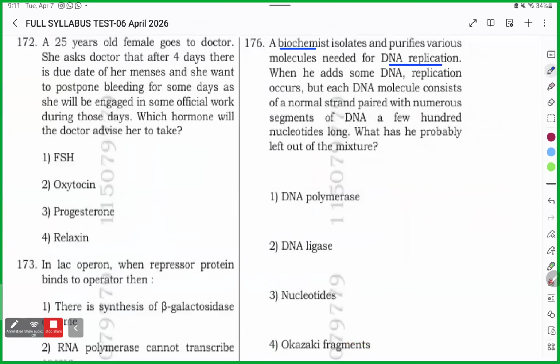A biochemist isolated and purified various molecules needed for DNA replication. When he adds some DNA, replication occurs, meaning DNA replication is happening normally. Each DNA consists of a normal strand paired with an extra segment of DNA, a few hundred nucleotides longer than the normal. What has he probably left out of the mixture?